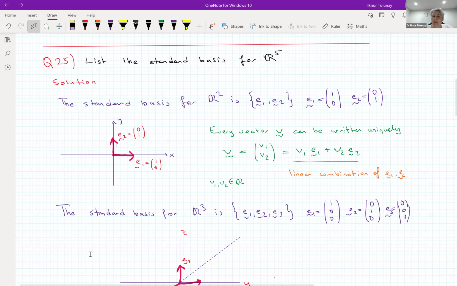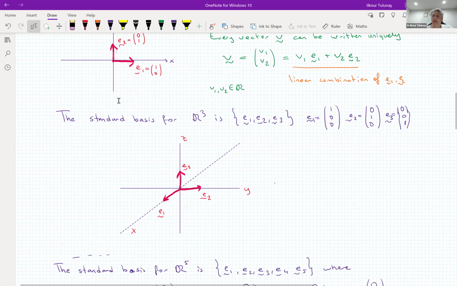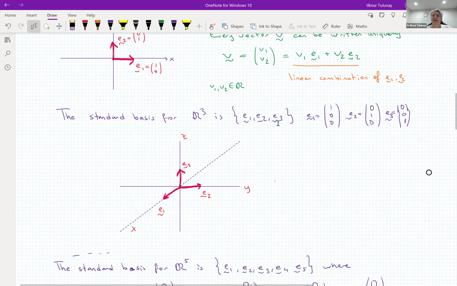So what I'm doing here is just this is R2, and what will happen in R3. I'm trying to extend the idea, because the dimension here is 2, and I will look at dimension 3, and then we will extend this to R5, because our idea is to list the standard basis for R5. Okay, in R3, what will happen? The standard basis, nicest basis, will be E1, E2, E3. Again, this is the set of the vectors E1, E2, E3.